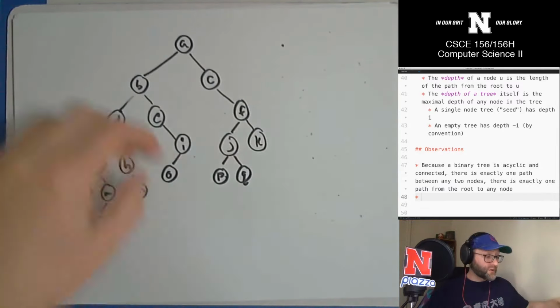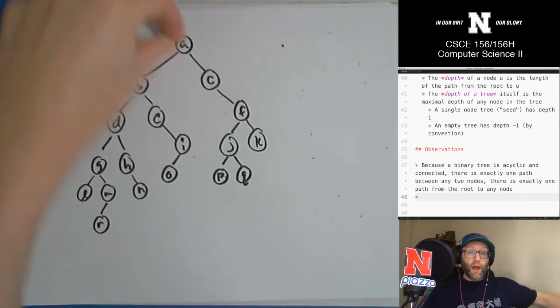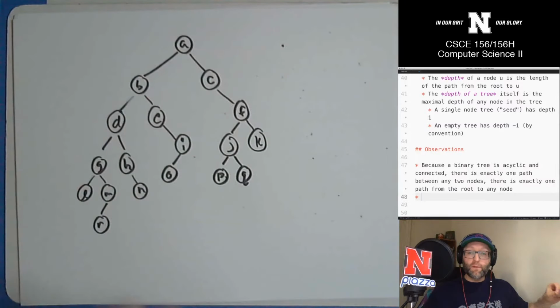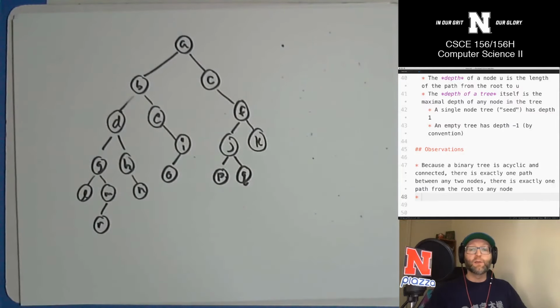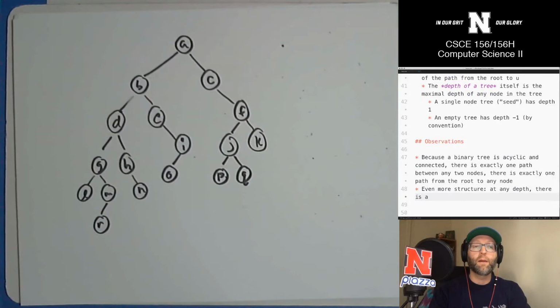For if we're storing data in this stuff, then we're guaranteed that if we start at the root and go to any other thing, there is exactly one path, exactly one way of doing it. And if there's only one way of doing it, that really simplifies the situation. Okay? We have even more structure. At any depth, there is a very predictable maximum number of nodes.